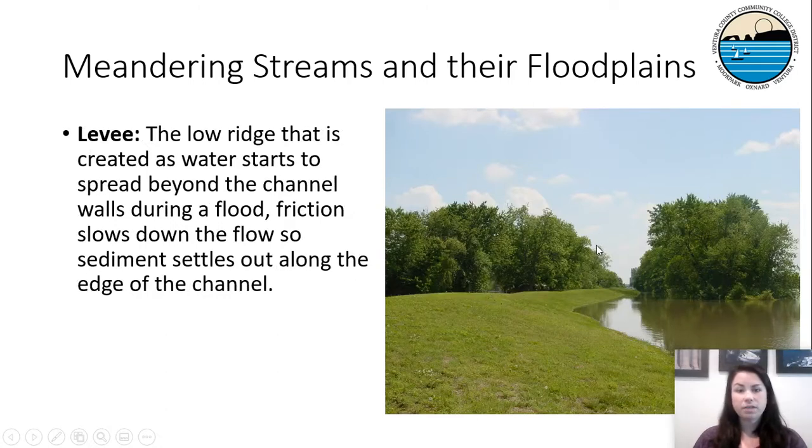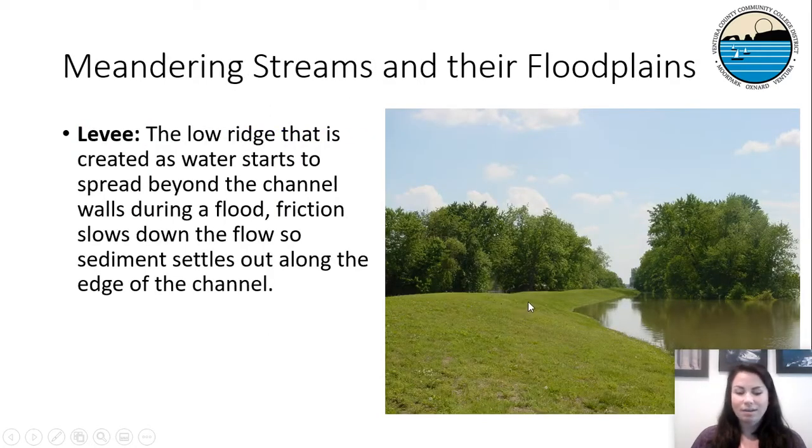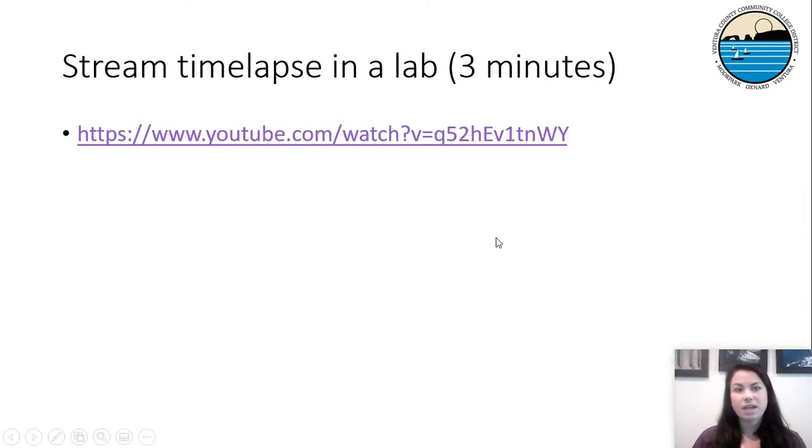Okay, so here's an example of a levee. This is a low ridge that's created as water starts to spread beyond the channel during a flood. When we have a levee, it helps slow down that flow, and so the sediment settles along the edge of the channel. Here, this mossy area is considered a levee. This is a natural levee, but sometimes we make levees because we want to contain the floodplain or contain a stream. So here's an example of a time lapse of a stream.